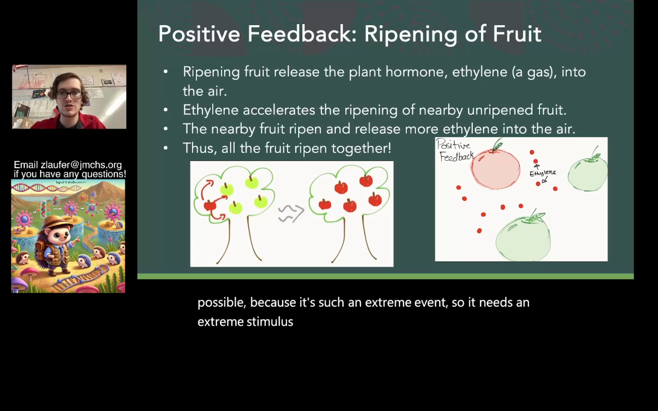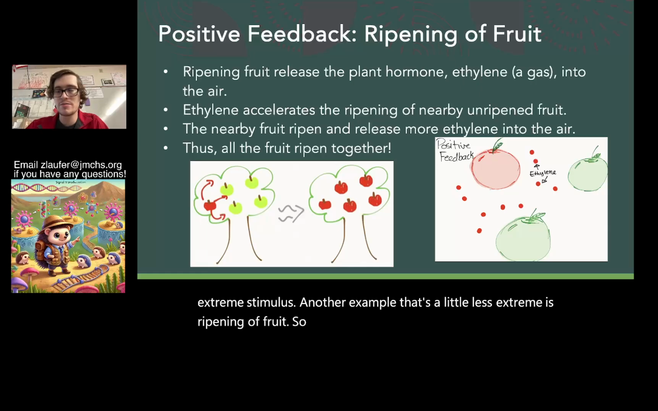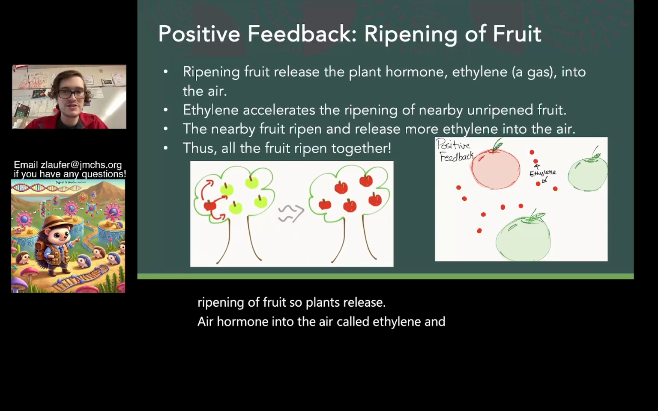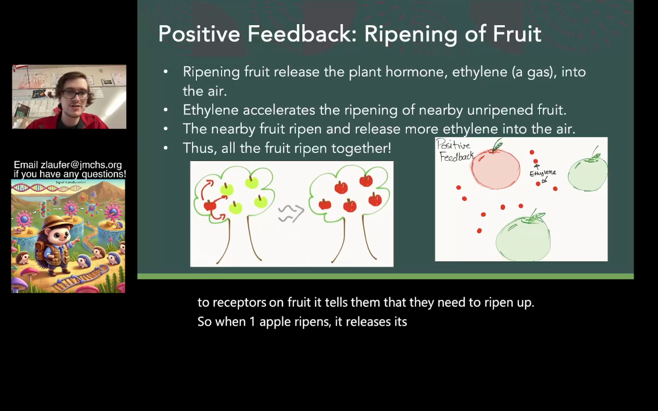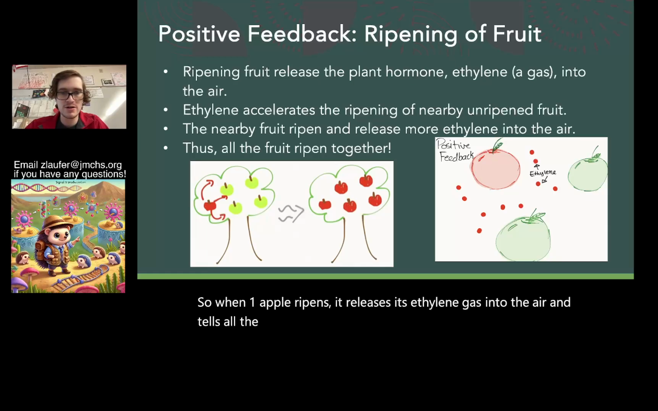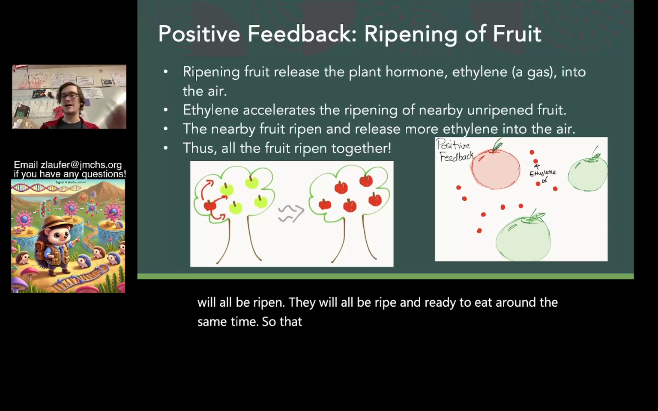Another example that's a little less extreme is ripening of fruit. So plants release a hormone into the air called ethylene. And when ethylene binds to receptors on fruit, it tells them that they need to ripen up. So when one apple ripens, it releases its ethylene gas into the air and tells all the other fruit around it to ripen. And the idea is that they will all be ripe and ready to eat around the same time, so that they can be spread out well.